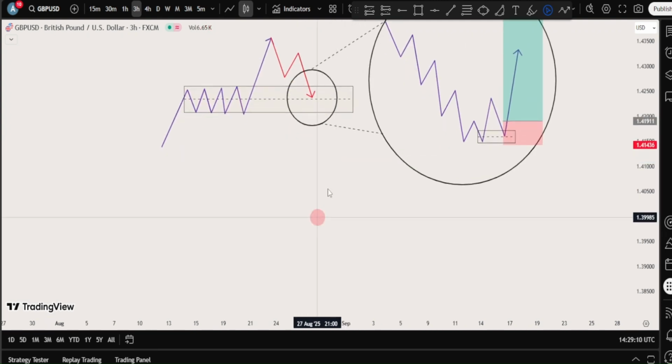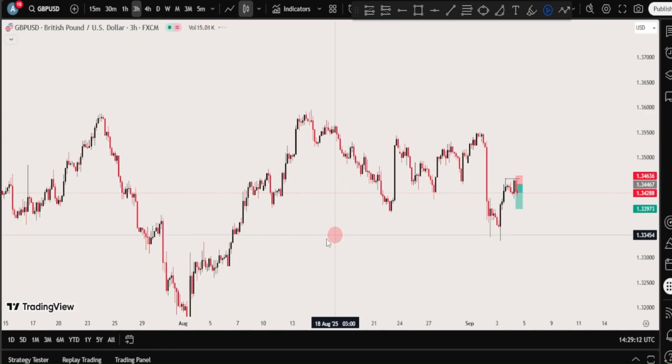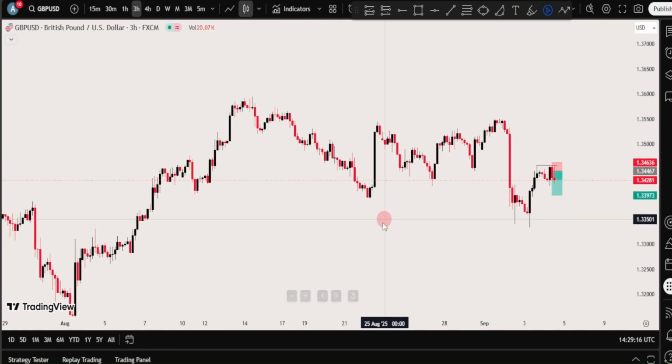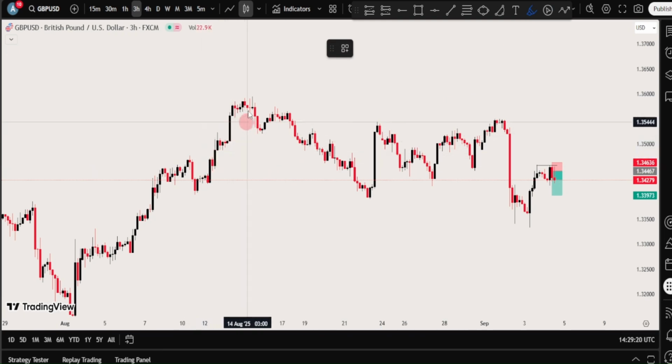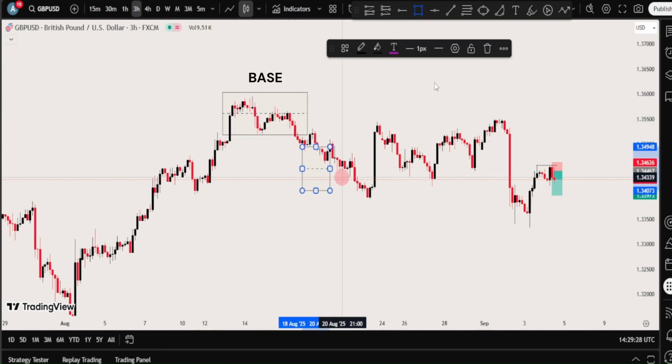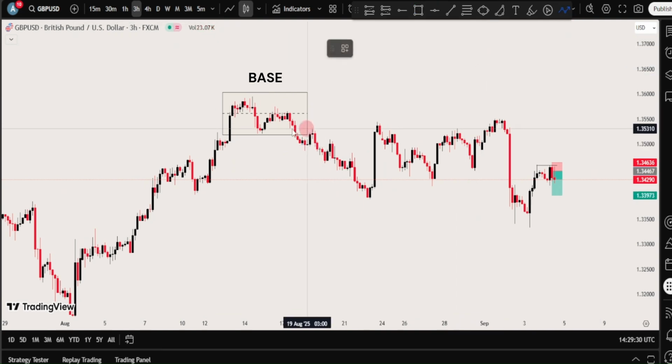Now let me show you. Look at any impulsive move in the market, just look into the market right now. Anytime there's a massive drop, price will actually form a base before the drop. Look at this place, there was a base around here before price tanked to the downside. So you drop to this place, push up, and now it's dropping.